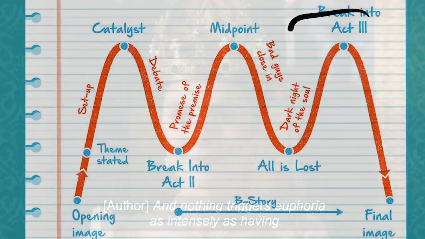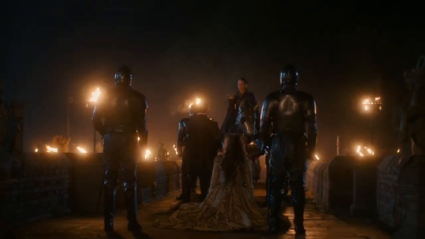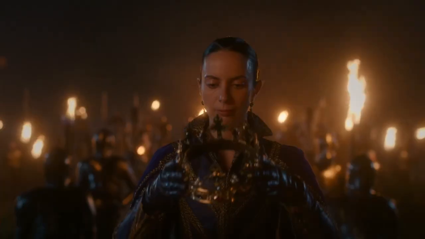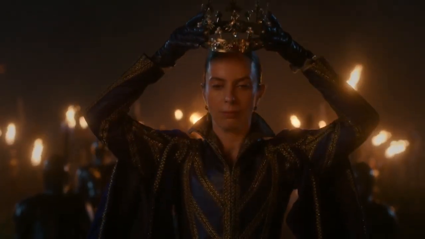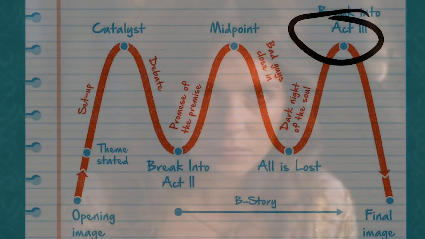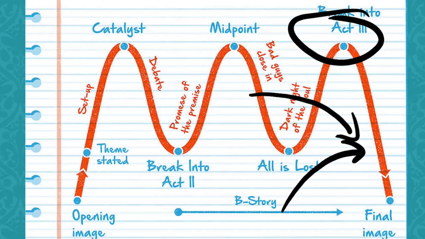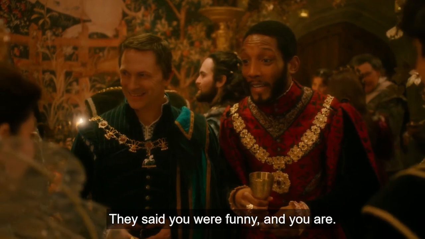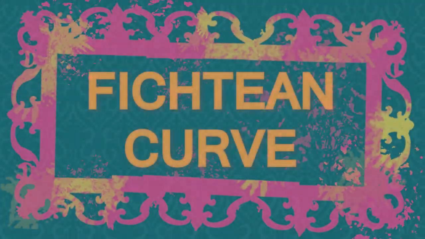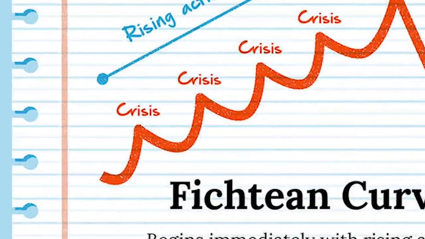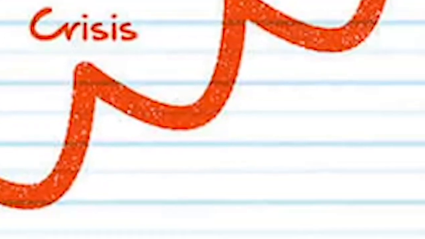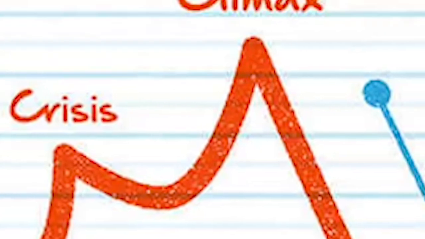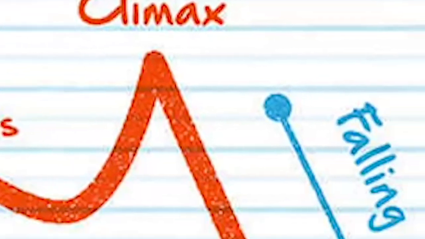Our break into Act 3 would be when Jane is captured and Mary returns to take the throne, but our resolution from that would not be because of Jane herself, but because of everyone around her, as we'll come to see. I think the closest structure we could model to fit the eccentric and totally unpredictable pacing in My Lady Jane would be the Fichtean curve, where our main character goes through crisis after crisis after crisis after crisis, all leading up to the climax, and then falling into the falling action.